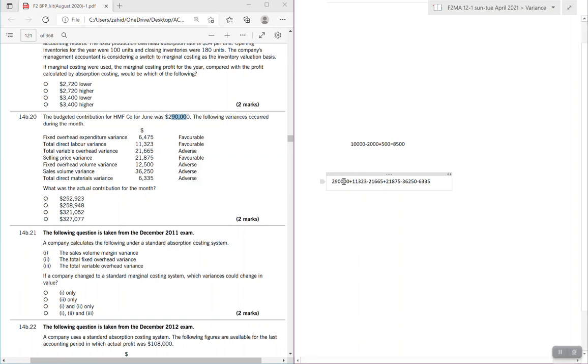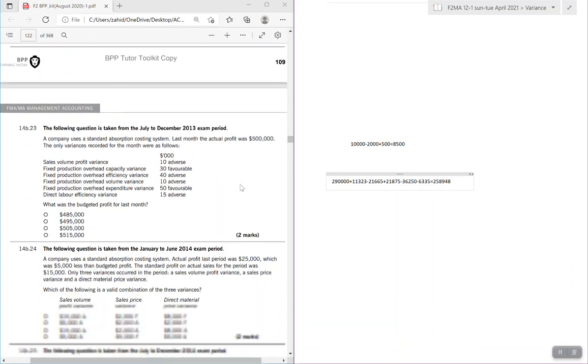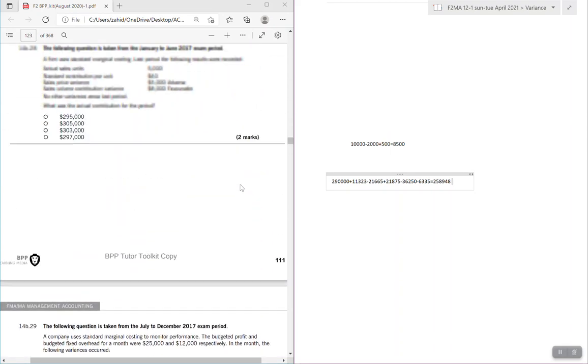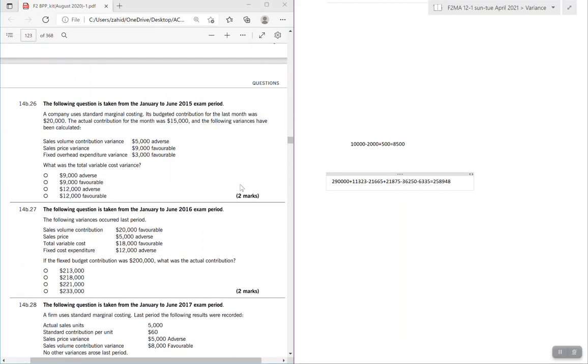So we have 290,000, then 11,203 added, 21,665 minus, 21,875 added. Volume doesn't come here. Sales volume does come, 3,650, so we minus that, and material as well. So we have 258,948 actual contribution. So this is it for variances. Every important thing I believe I've answered in these questions.